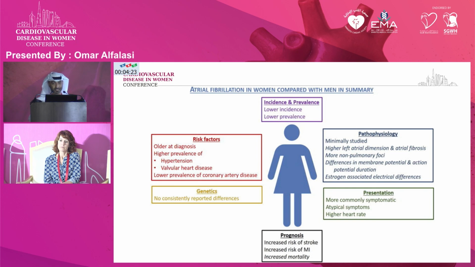So this slide summarizes basically what we discussed. The prevalence, they have a lower incidence, a lower prevalence. The pathophysiology, presentation and prognosis we talked about in detail, as well as the risk factors and genetics.